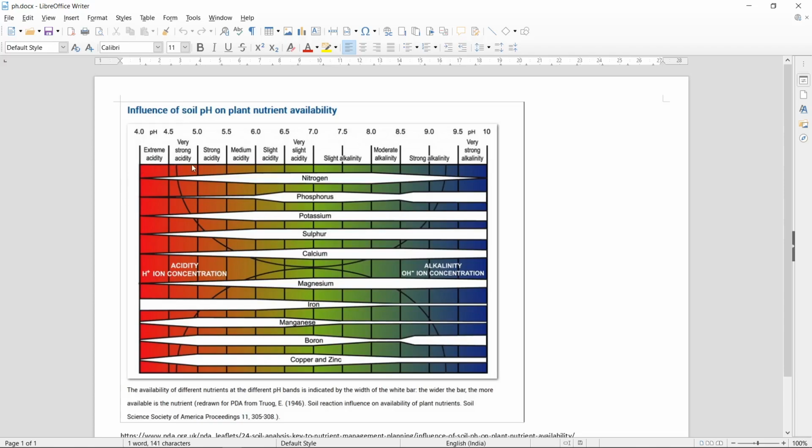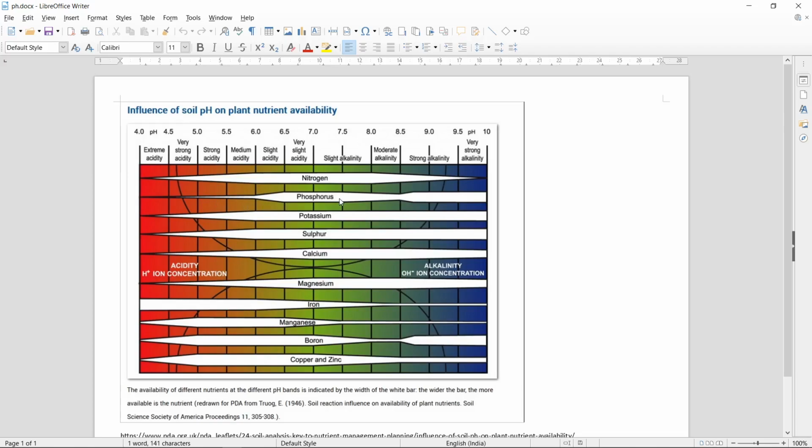Let us look at it now. See, the primary nutrients here, this is neutral. This side we go into acidity. This side we go into alkalinity. Now, the three most important elements for a plant are nitrogen, potassium, and phosphorus. See, nitrogen is available for most of the range except for extreme alkalinity and acidity. Phosphorus is not available in very acidic soils.